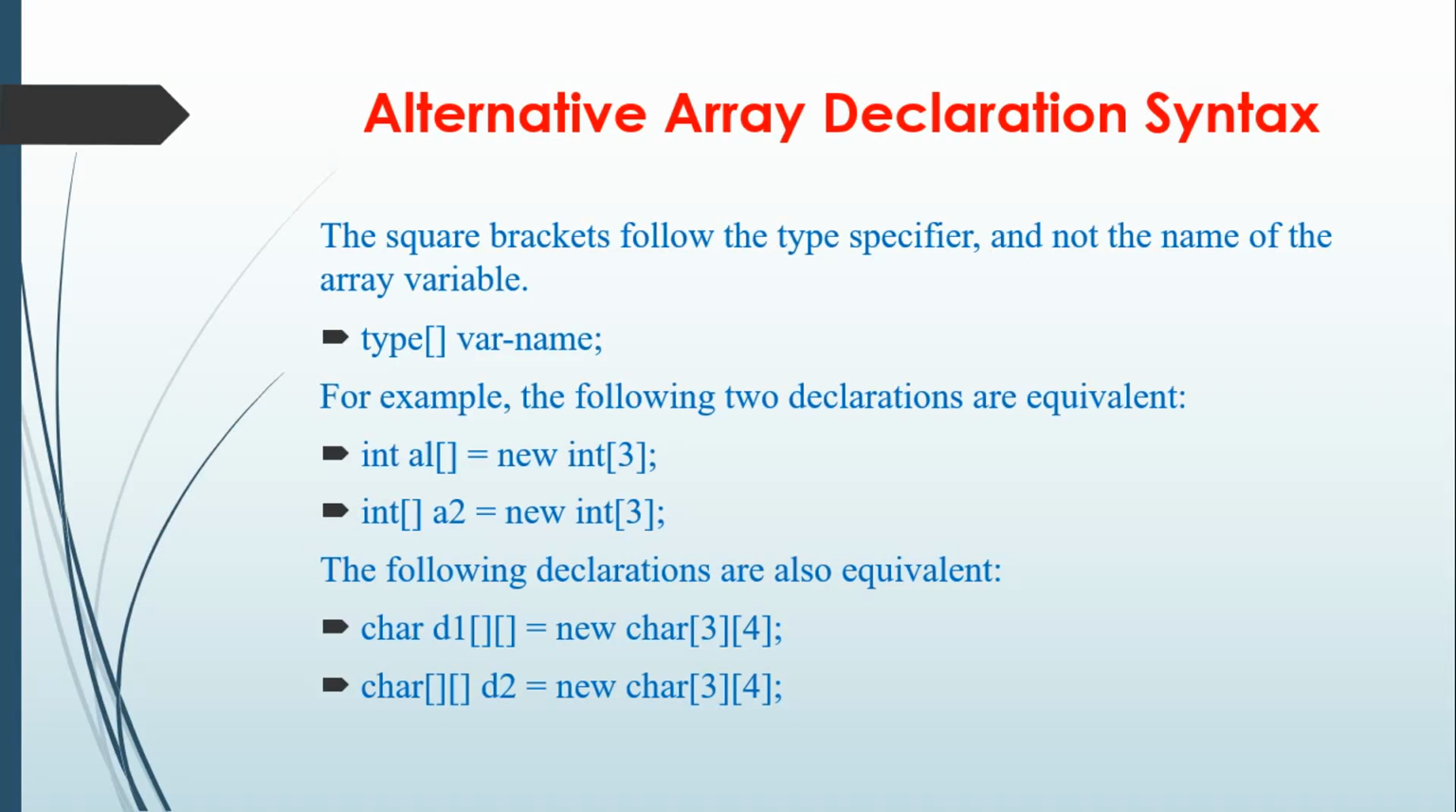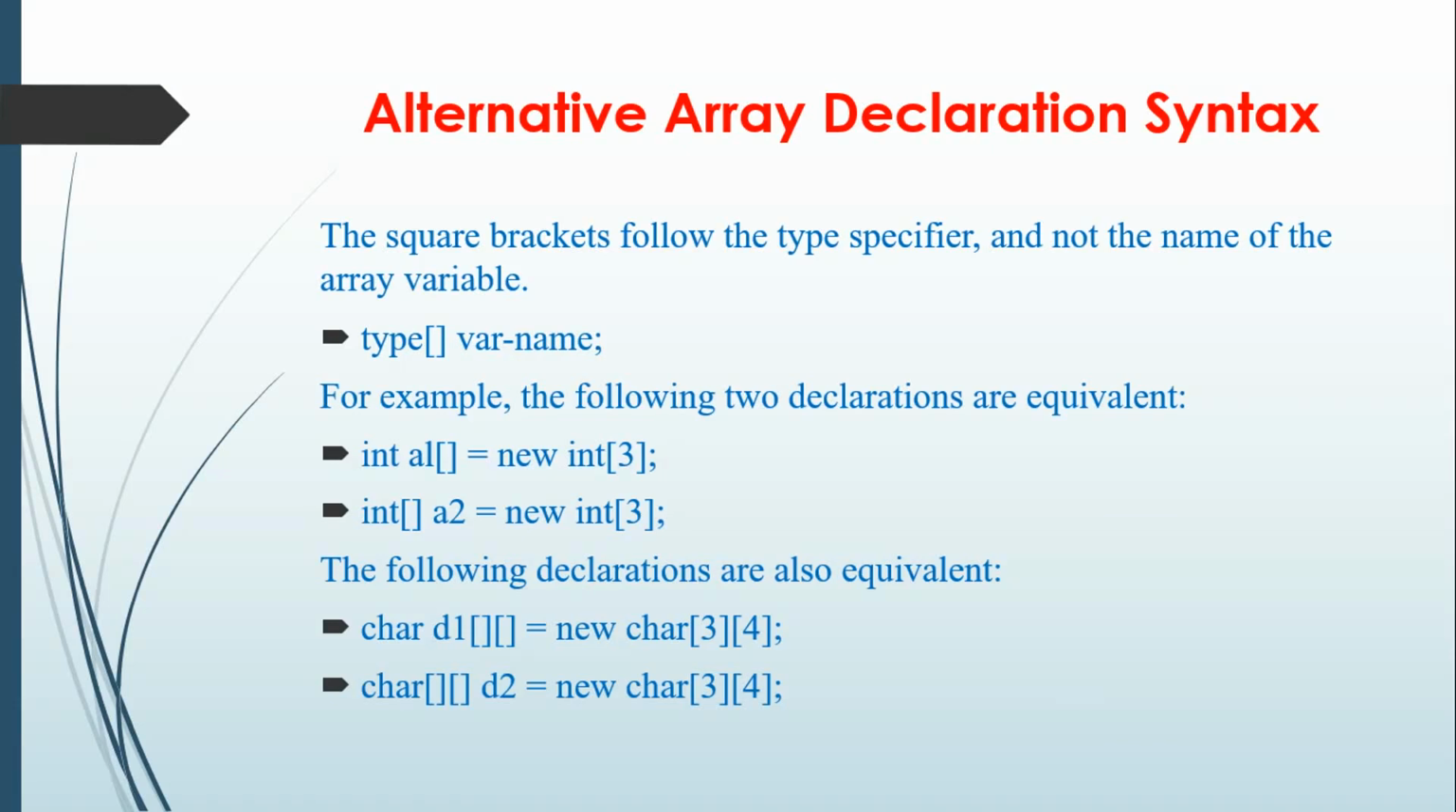For example, int a1 is equal to new int[3], or we can also write it as int[] a2 is equal to new int[3]. The following declarations are also equivalent: char d1[] is equal to new char[3] or 4, or we can write the square brackets in front of the variable. We can assign the square brackets before the variable name also.